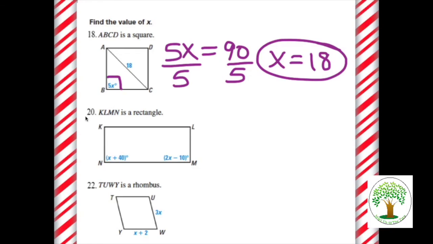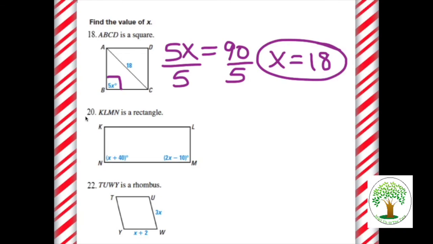18. All right. Number 20 says that KLMN is a rectangle. What do we know about rectangles? Their angles are 90. And they also do what? They're congruent. We have two things we could do here. We could set these equal to each other. What else could we do?